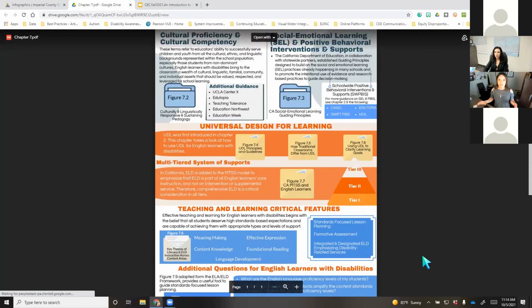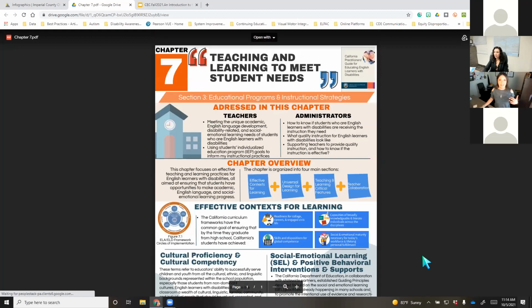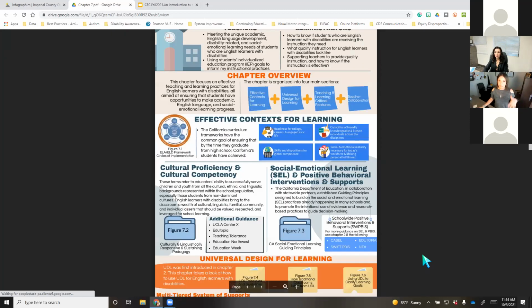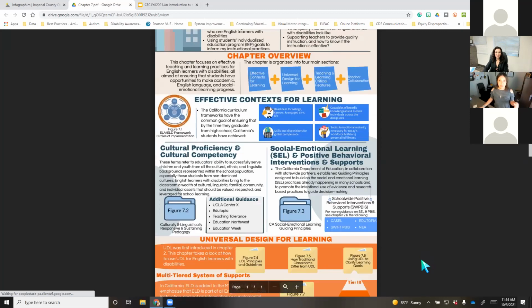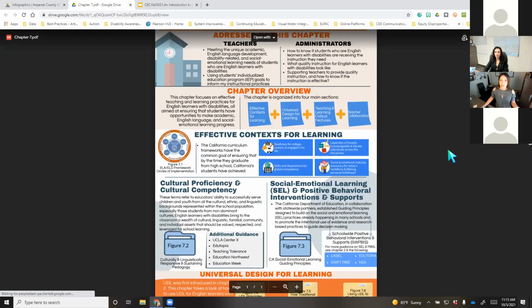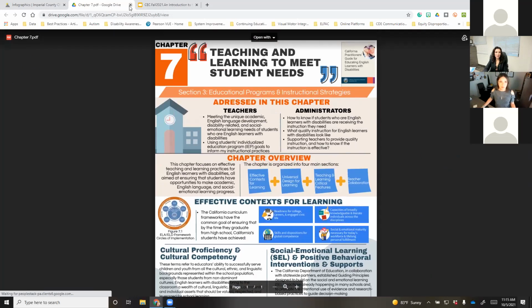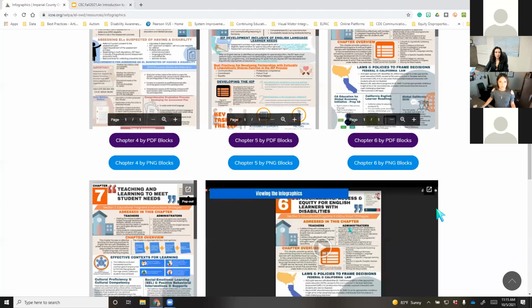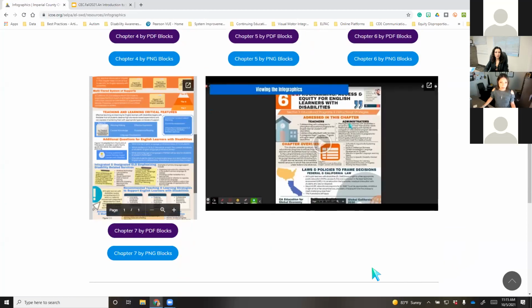Now, granted, this in itself is still overwhelming. It's this big, long document. And I always make the joke that it looks like a CVS pharmacy receipt, and maybe that's still not supportive enough for your practice. So one of the things that we've also done is we've made it accessible by blocks.